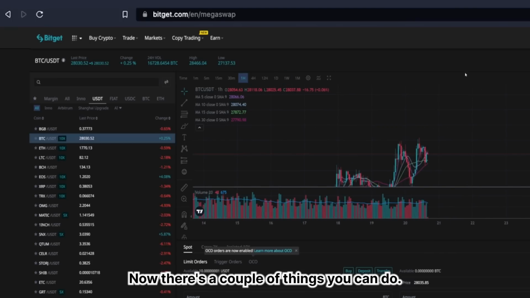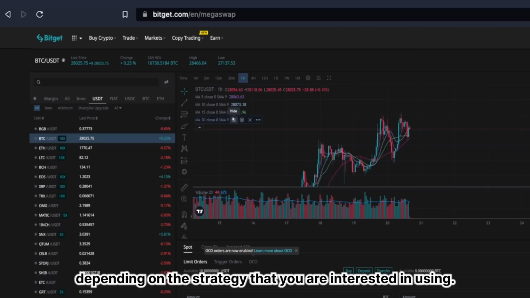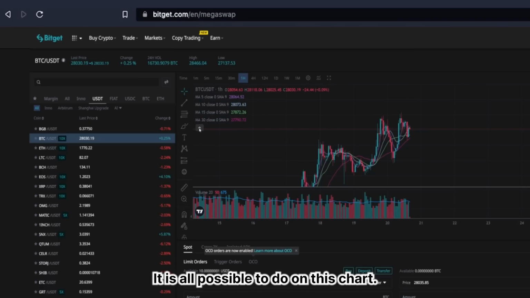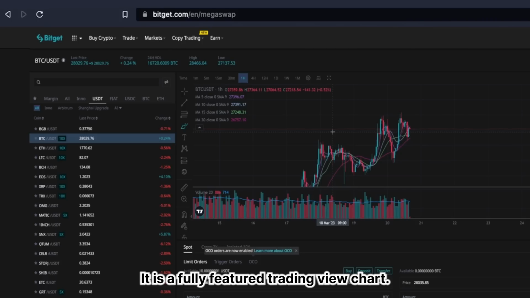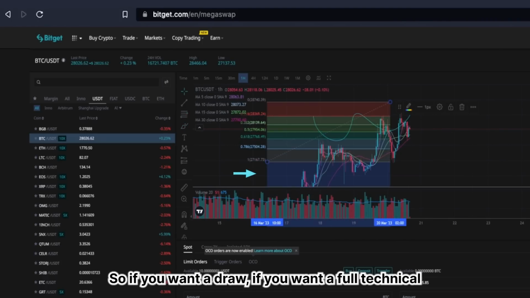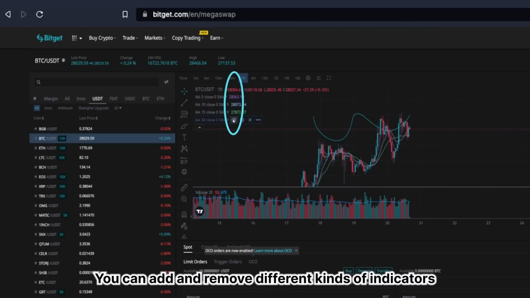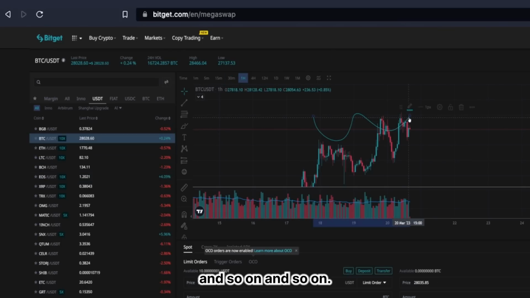There are a couple of things you can do. There are a couple of indicators present that you can use depending on the strategy you're interested in. It is all possible to do on this chart. It is a fully featured TradingView chart, so if you want to draw or do technical analysis on it, it is all possible. You can add and remove different kinds of indicators and so on.